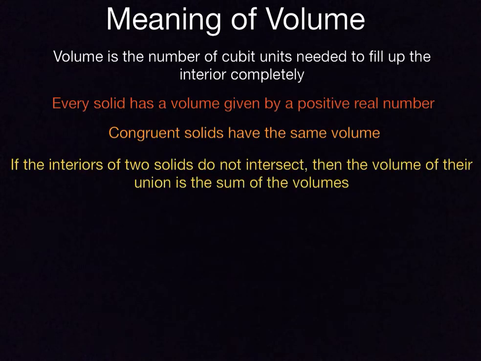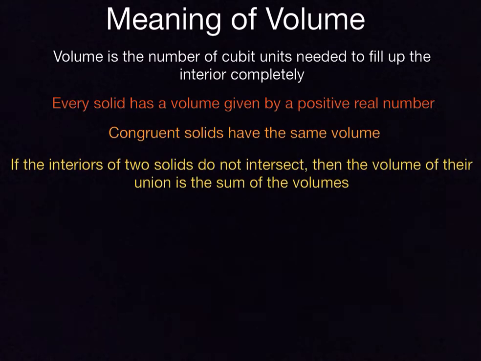All right, let's look at these statements that I've put up on the screen. First, kind of a definition of volume. Volume is the number of cubic units needed to fill up the interior completely, as I just discussed with the heating and cooling of a house. Every solid has a volume given by a positive real number. So if you have a solid, it has some kind of a positive volume. It can't have a negative volume, it can't have a negative square footage, and it's a real number.